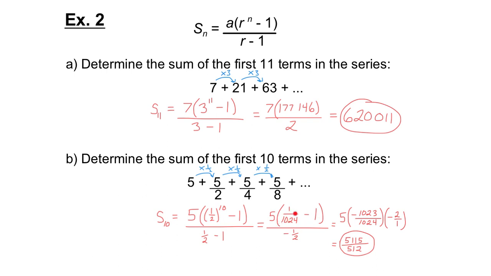Inside the brackets, this fraction minus 1, so you'll need a common denominator. 1 is 1024 over 1024. 1 minus 1024 is negative 1023 over 1024. If we're dividing by a fraction, it's multiplying by the reciprocal. And then I can just do the multiplication and put it in lowest terms, and this is my answer. It's not a nice fraction, but this is the sum of the first 10 terms in this series.